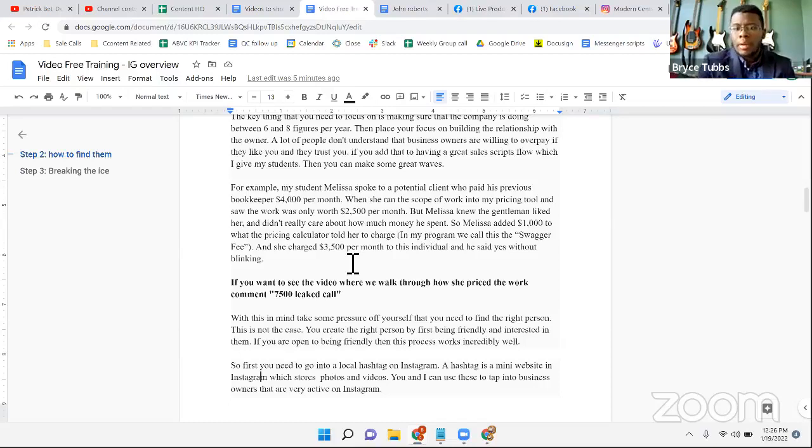Now, in order to do this, you have to be friendly and interested in the person. If you're open to being friendly, then this process works incredibly well. If you're not a friendly person, you don't want to talk to your clients, you don't want to work with clients you actually like, you just want money to fall out of the sky, it's going to be harder for you. But all you have to do is help people out and talk to people you really like, and then they like you in return.